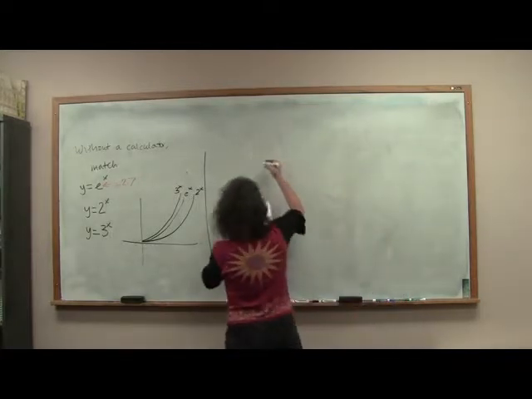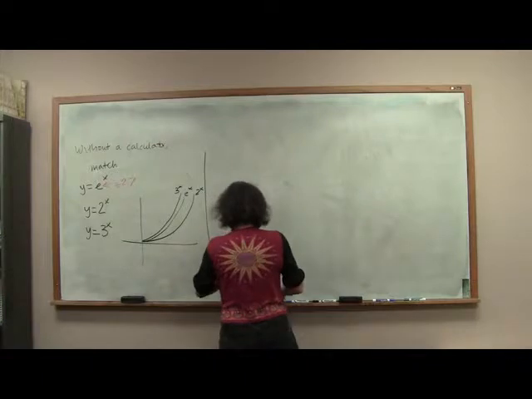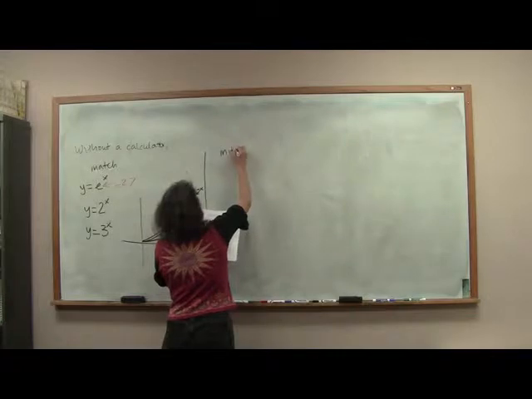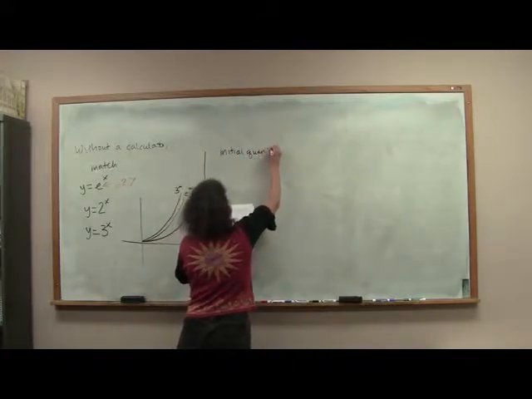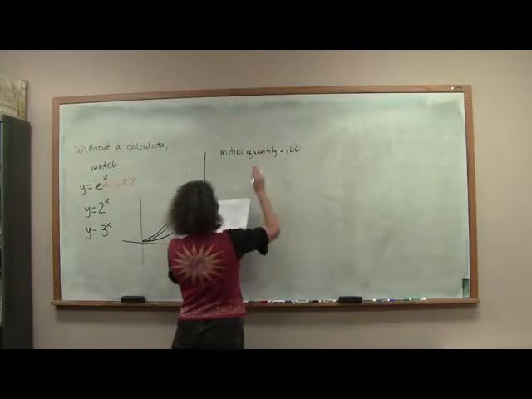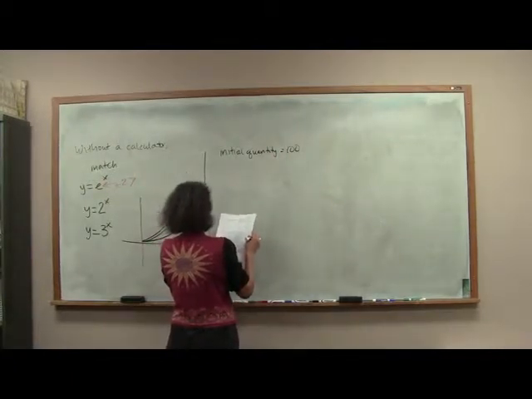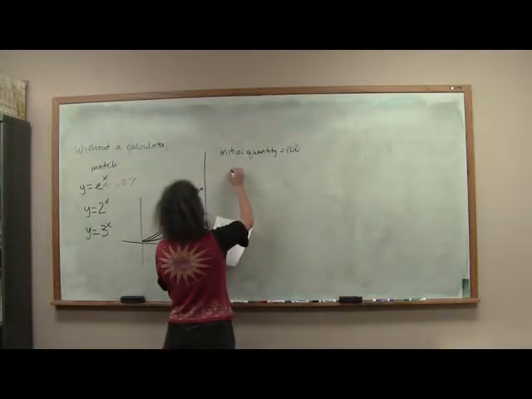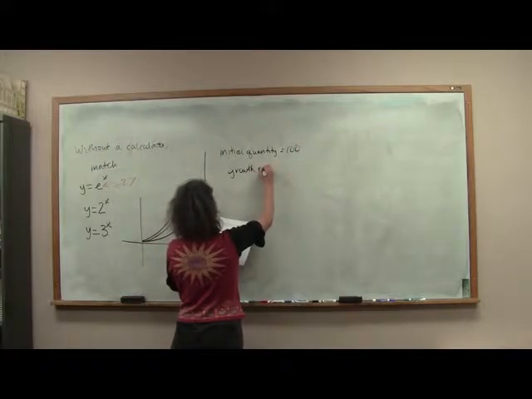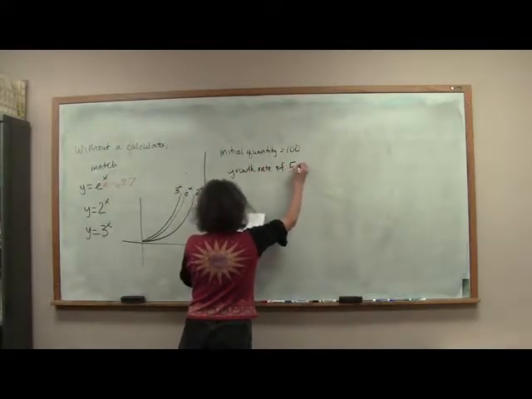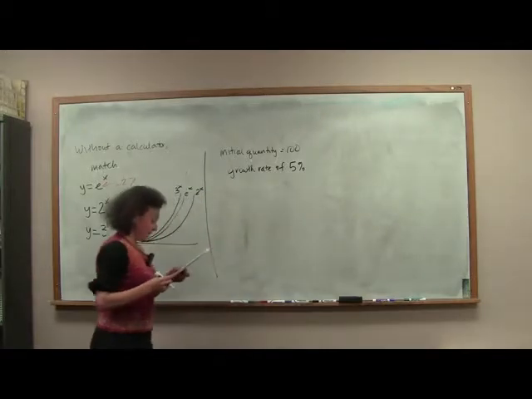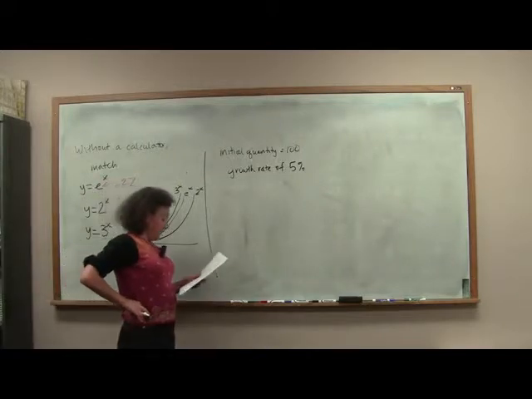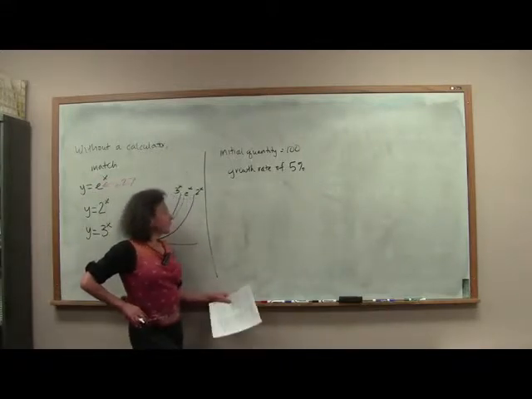Okay, suppose you're given this. Suppose you are given the initial quantity. So the initial quantity, let's say, is 100. And let us say that we have a growth rate of 5% per unit of time. Okay?